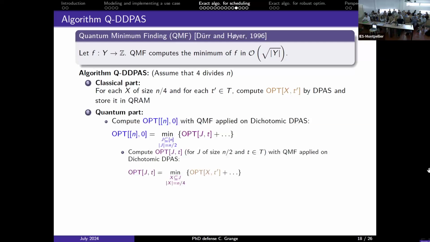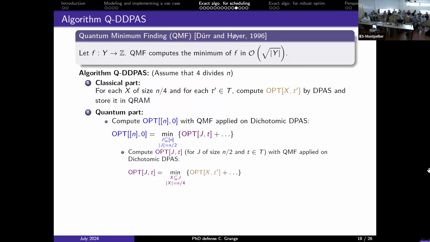So our algorithm is as follows. It is a hybrid algorithm. It alternates. It has a classical part and a quantum part. So the classical part is the following. For each set of jobs X of size n/4, and for each t prime, any starting time, we will compute opt of X and t prime by classical DPAS. And let's say that for the description of the algorithm, we deal with scheduling problems that satisfy additive DPAS and additive dichotomic DPAS. So we will use classical additive DPAS in order to compute each opt of X and t prime. So this is the classical part.